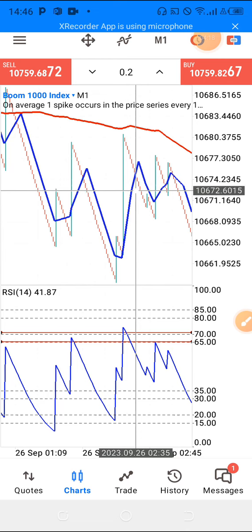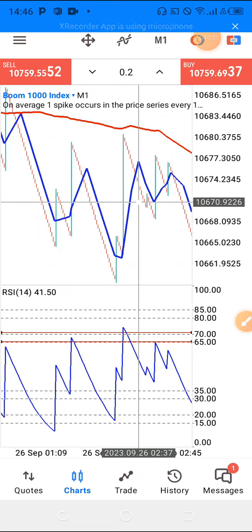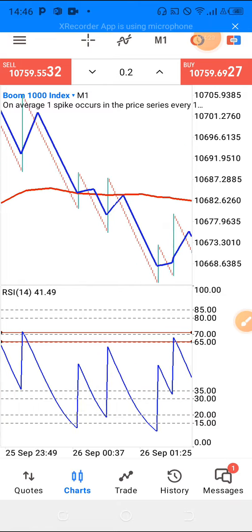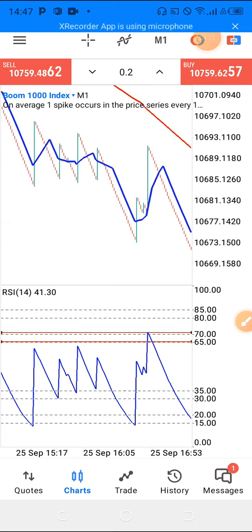We're going to take our 5 candles, level 70, level 65, and wait for the crossing of the candles below the blue line at this level. Then we take our 5 candles, then we close. So this is how we trade using this strategy.